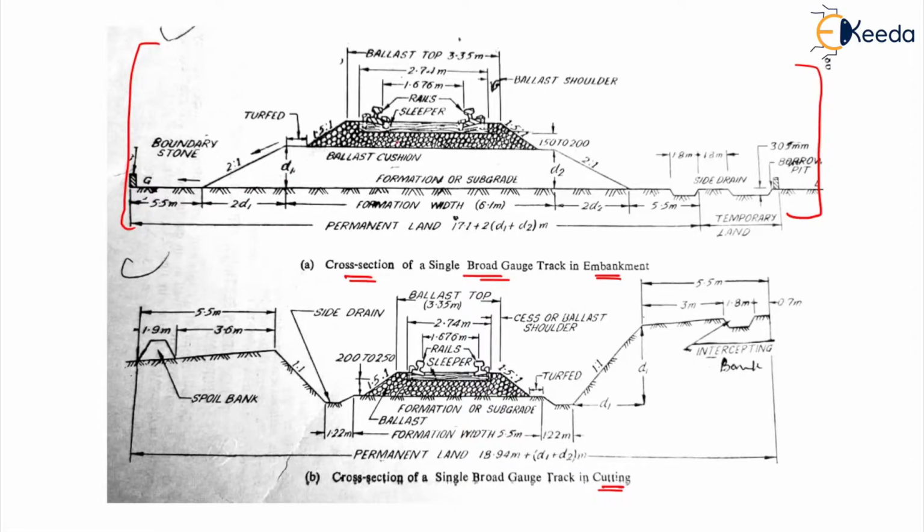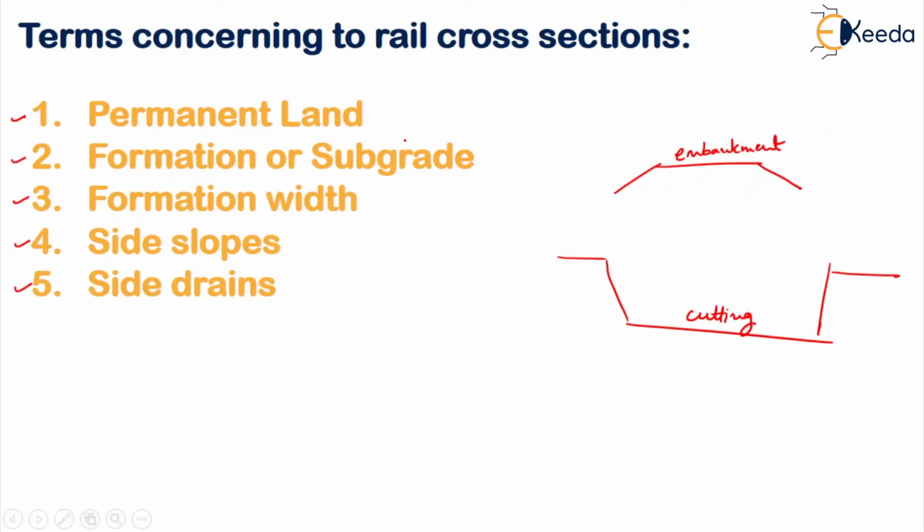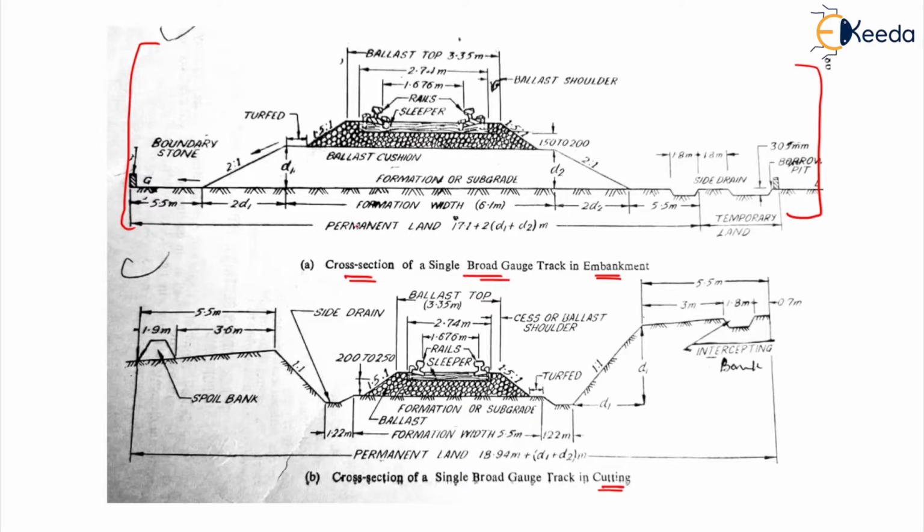We have already dealt with how this cross section will look. You'll have rails, sleeper, then your ballast, then your formation or the subgrade. Both of these will have side slopes. So the five things I mentioned here: this is your permanent land, second is your formation, third one is your formation width, and the fourth one is your side slope, and this one is your side drain. In detail about each and everything we'll be studying further.